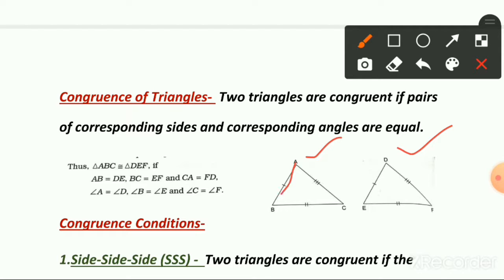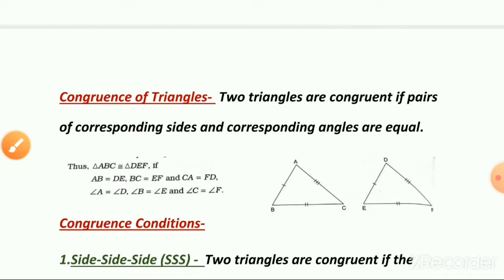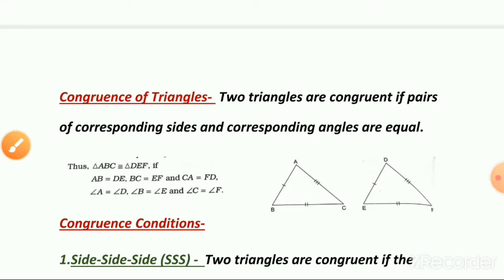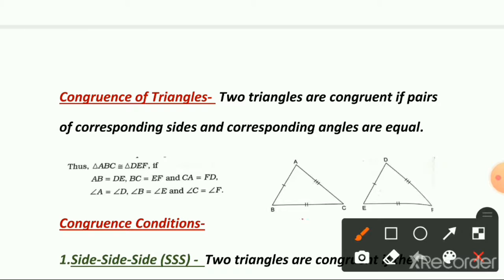Now if we observe, AB side is equal to DE, so we can say AB equals DE, BC is equal to EF, and CA equals FD. So three sides of the first triangle are equal to the three sides of another triangle, and angle A equals angle D, angle B equals angle E, and angle C equals angle F. So these are the matching parts of these triangles.